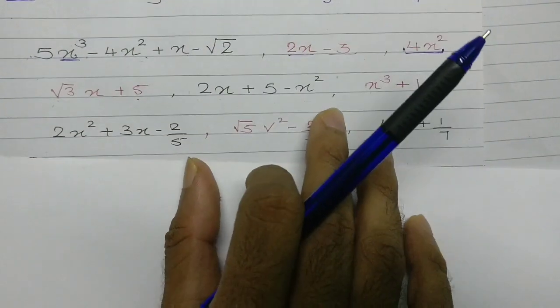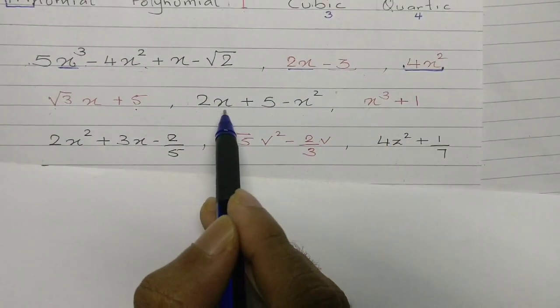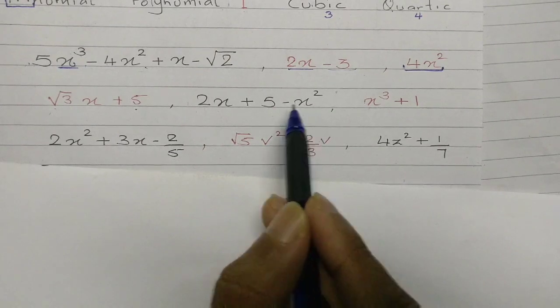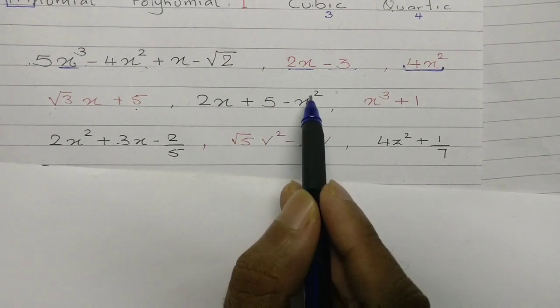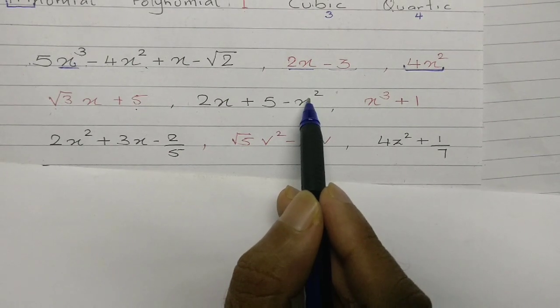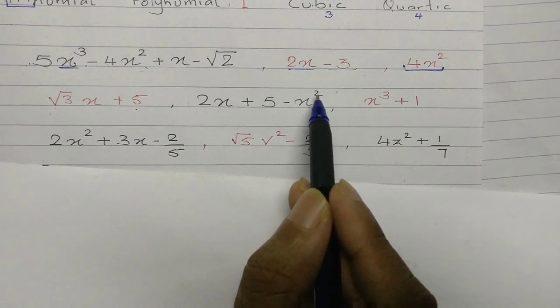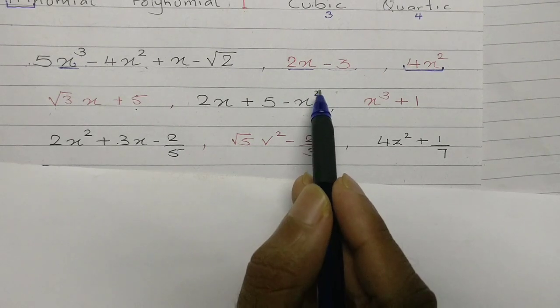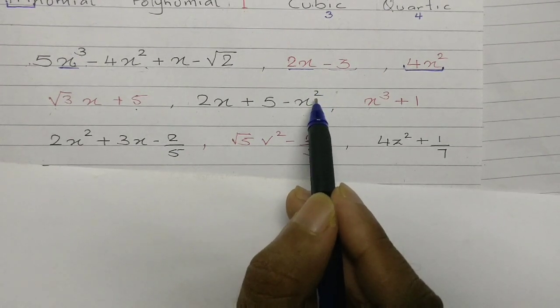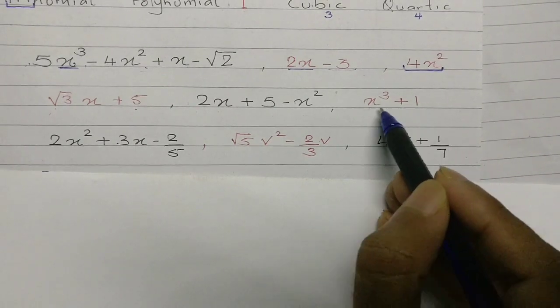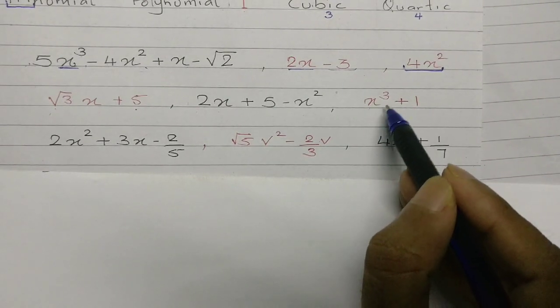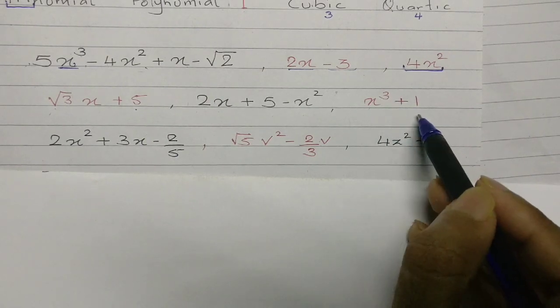So let us take the last few examples. 2x plus 5 minus x square. How many terms? 1, 2, 3. This is called a trinomial. Degree of the polynomial, highest degree is 2. That is why it is called a quadratic polynomial. Let us quickly take these examples. x cube plus 1, 2 terms, binomial, highest degree 3, cubic polynomial.